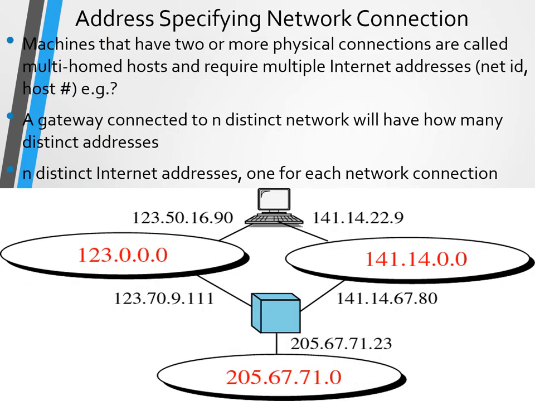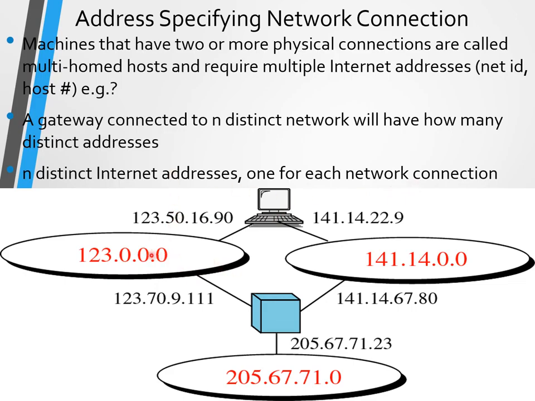How can we specify an address to a network connection? Machines that have two or more physical connections are called multi-homed hosts and require multiple internet addresses, that is, net ID or host number. For example, a gateway connecting to n distinct networks will require how many distinct addresses? So n distinct addresses, one for each network connection, will be required.